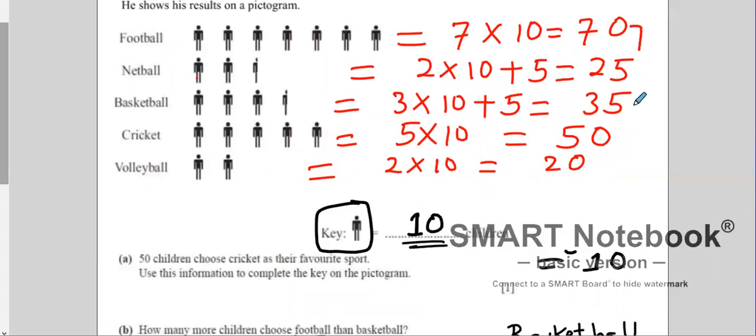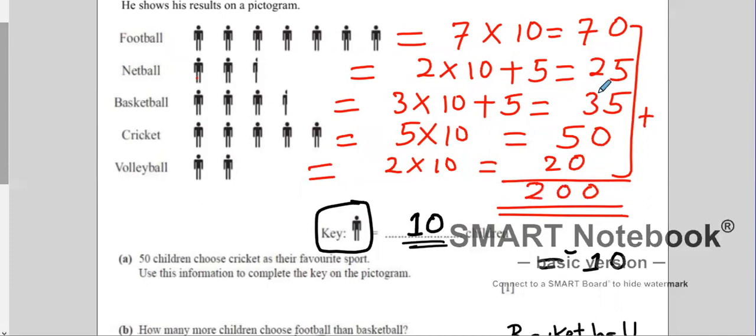Now we have to calculate the total number of children. The total will be 20 plus 50, that is 70, plus 70 is 140, plus 60 is 200, somewhere around there. Let me check: 25 plus 35 is 60, then 80, 150, 200. Okay, 200.